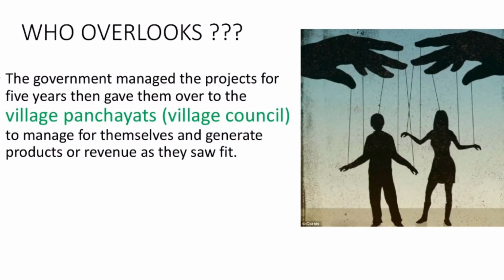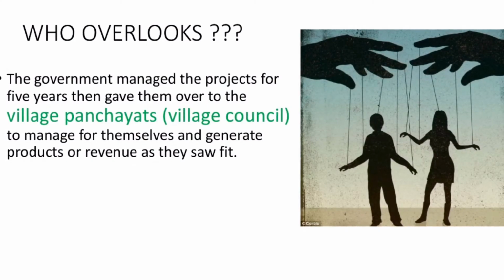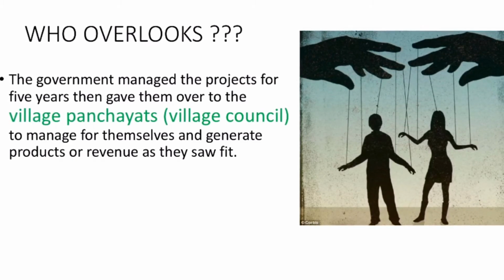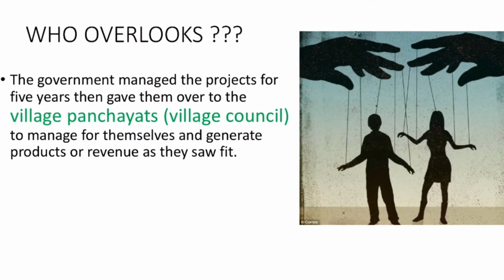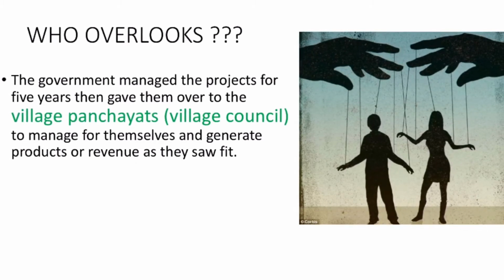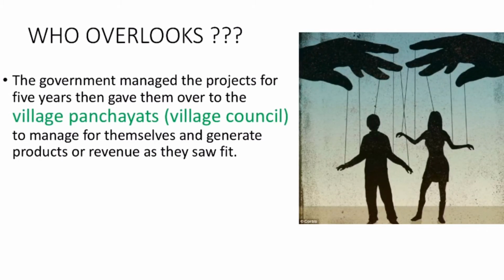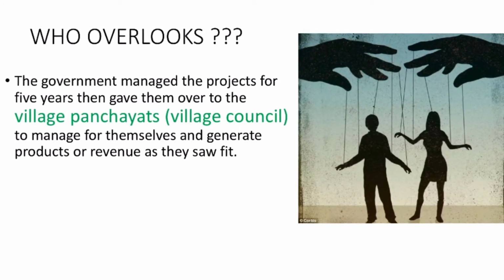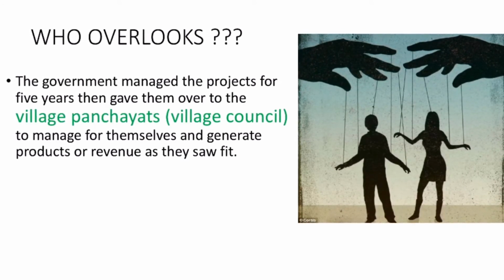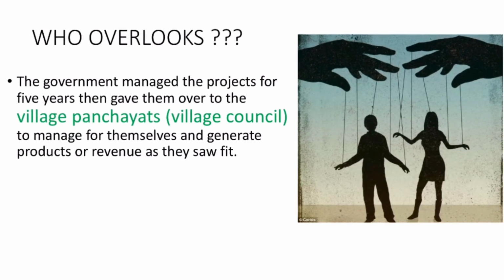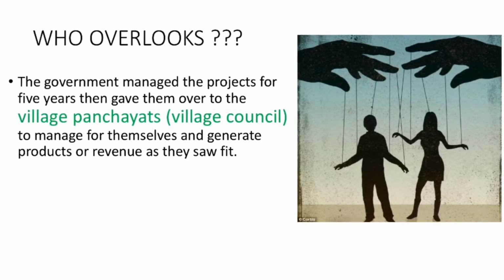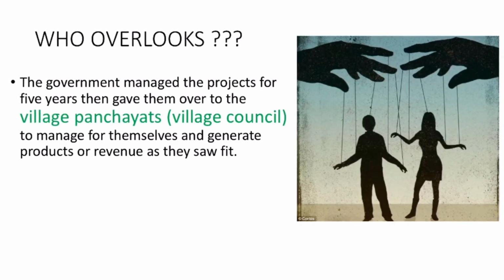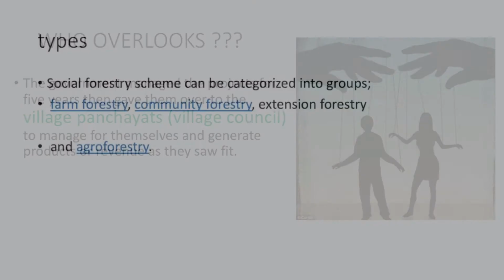And whatever scheme the government implements, there have to be some people who overlook it, that is, who guide it and manage it properly. In this case, social forestry programs are implemented by the government, but managed by the village panchayat, that is, the village council. So all the onus lies on the village panchayat people. Initially, for the first 5 years the government was taking care of it, and later it was shifted to the village panchayat. So this is a crucial point, you can add it in your answers.